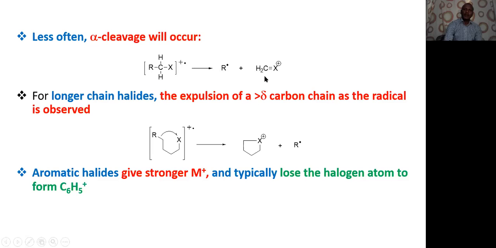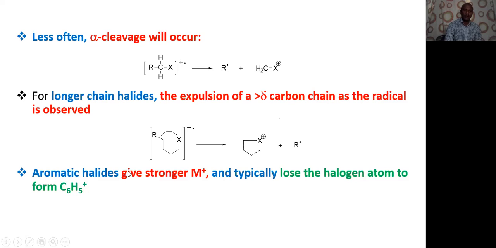Then you have the fragment ion CH2=X, methylene halide, and this occurs less probably, only sometimes. With long chain halides, if the carbon atoms are 4 or 5, or 6 or 7, the gamma carbon will be expelled as a radical, and you will have a fragment ion associated with the halogen. Maybe it forms a cyclic ion. These are the modes of fragmentation for straight chain alkyl halides.